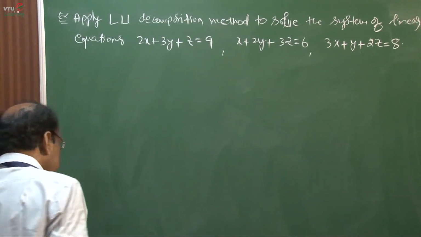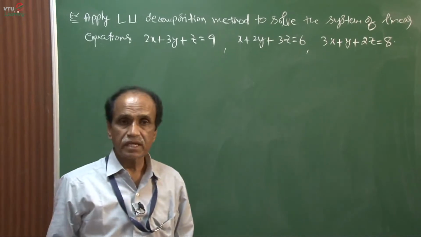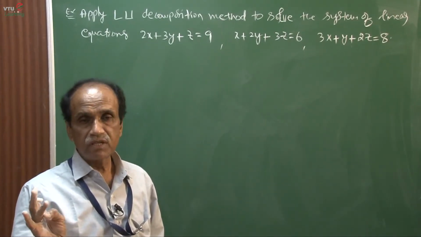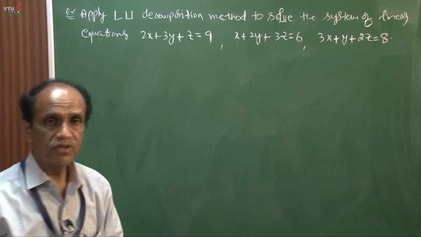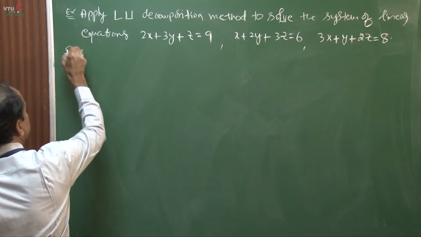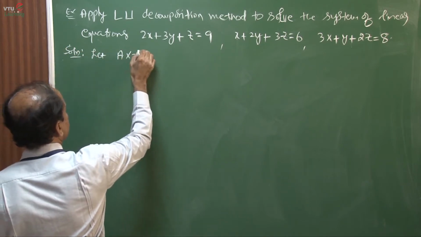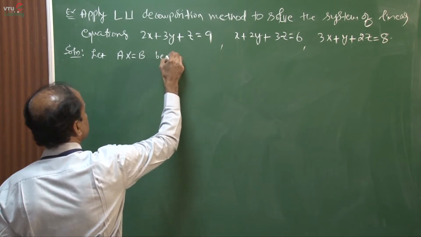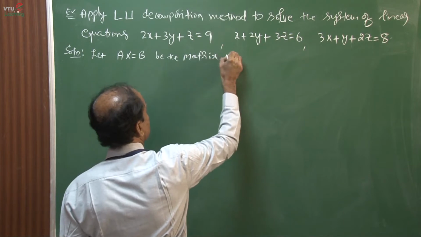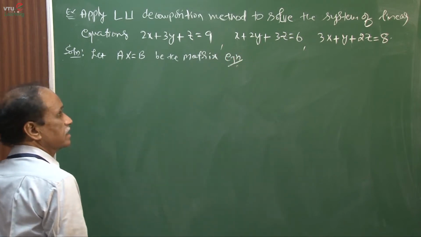Exactly whatever the steps I had given, according to those steps I will write the calculation of the unknowns in terms of L, unknowns in terms of U, unknowns in terms of x, y, z. Okay. So, first of all, two compulsory steps I will write. One is, let Ax equal to B be the matrix equation.